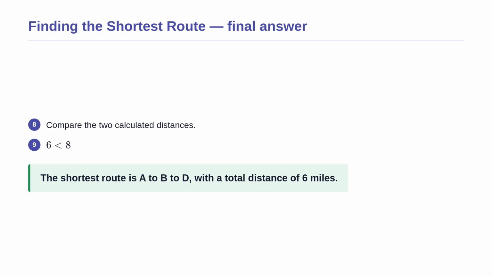Notice something interesting here. The path through C started with a very short 2-mile jump, but ended up being longer overall. This proves that sometimes a longer initial step leads to a shorter overall journey. This step-by-step comparison is exactly how routing software finds the best directions.